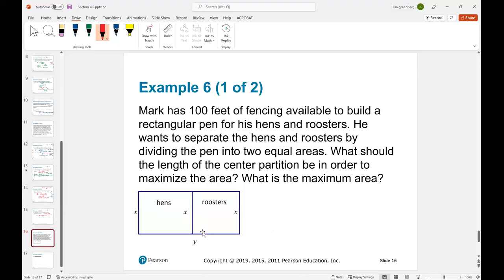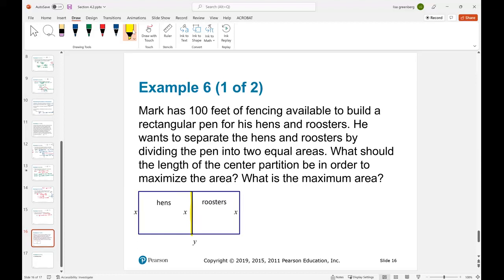Now, the next problem is we're going to do a rectangular pen. Okay, so Mark has 100 feet of fencing available to build a rectangular pen for his hens and roosters. Just like the picture below shows. He wants to separate the hens and roosters by dividing the pen into 2 equal areas. What should the length of the center partition be in order to maximize the area? So basically, if this is the center partition right here, I'm trying to find out what X is.